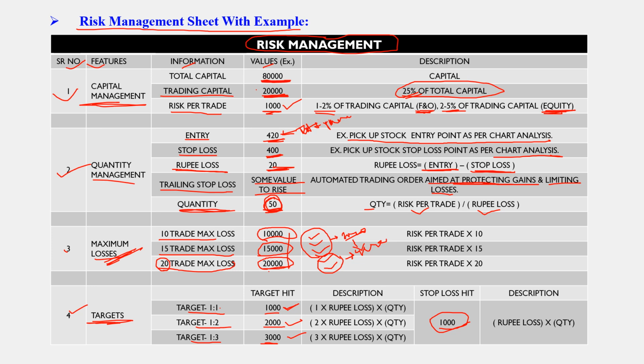I already said that for the maximum losses, back-to-back 20 trading losses are not possible. But I assume that in case of bad luck we lose 20 trades back to back, at that time we lose only the whole trading capital, not the total capital, right? This is not possible in reality, but our management is a backend, predetermined test. This is called risk management. Let's move to the next.